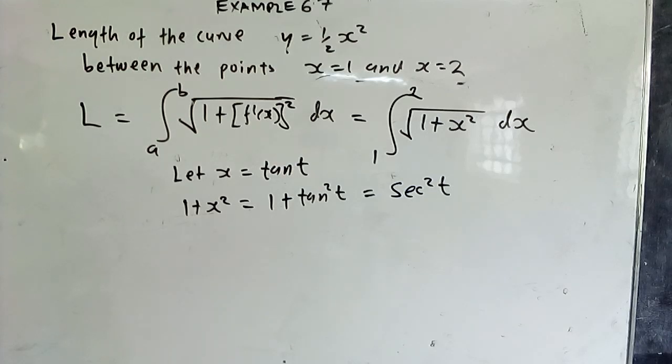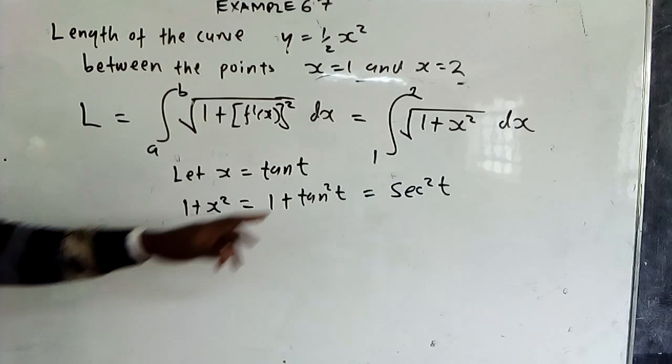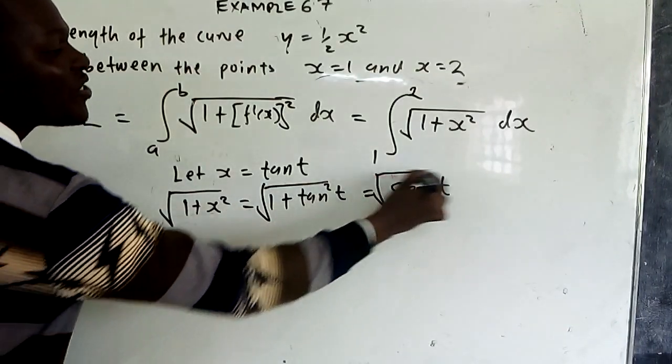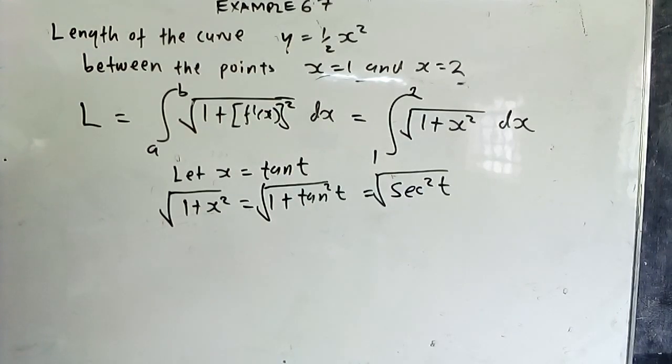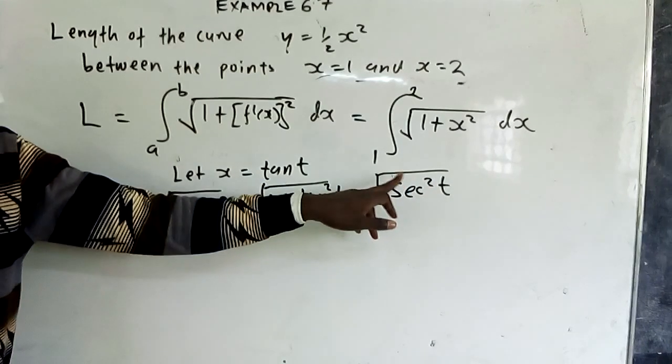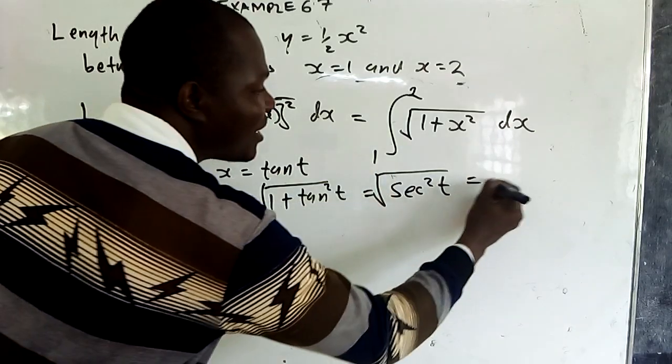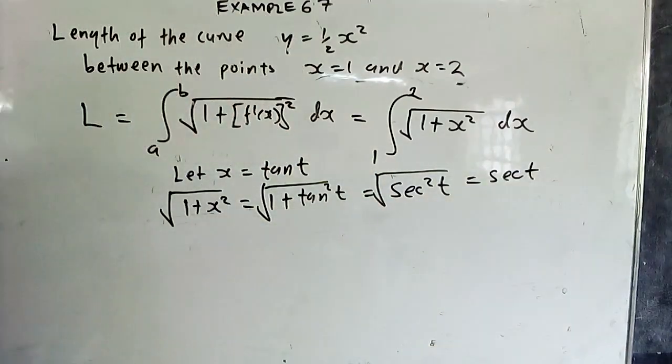But what do we want? We don't want 1 plus x squared, we need its square root. The square goes with the root, so what do we remain with? Sec t.